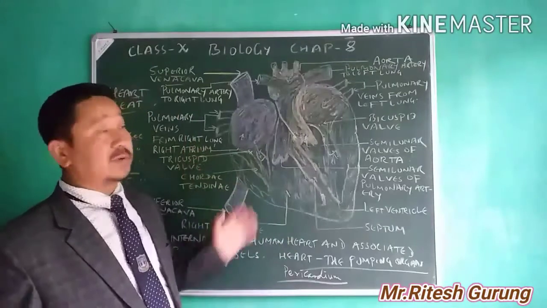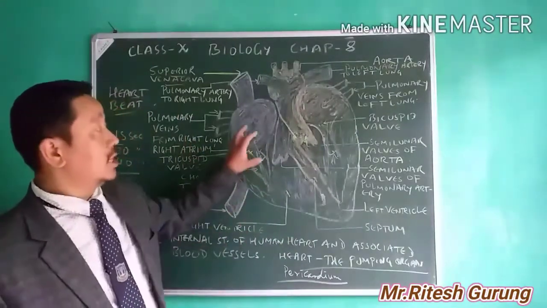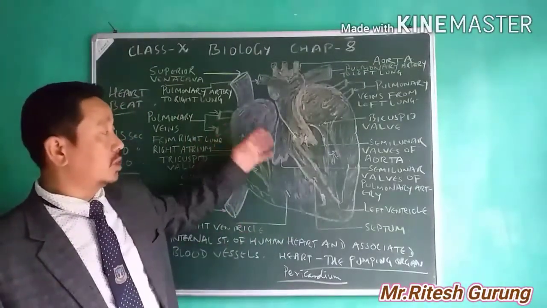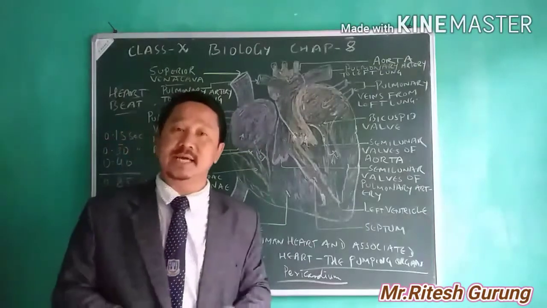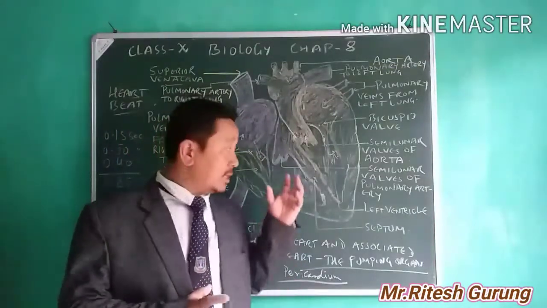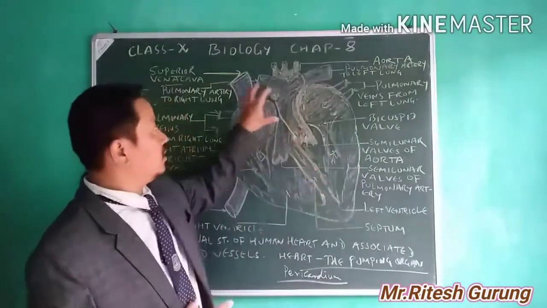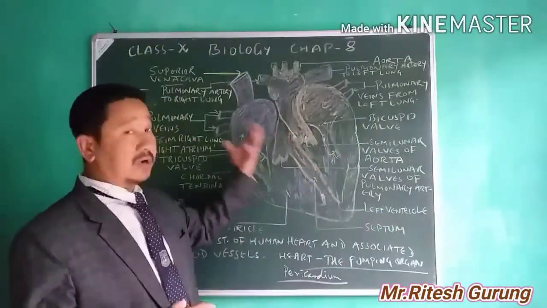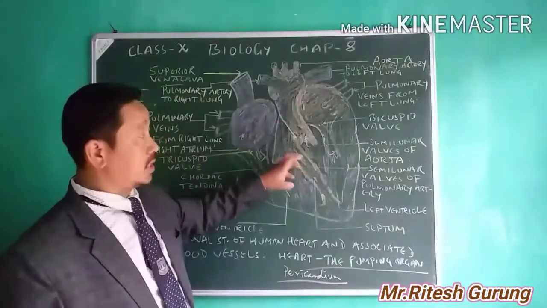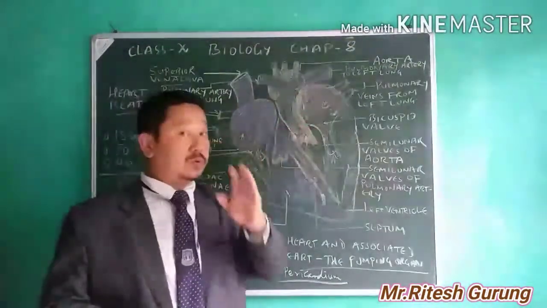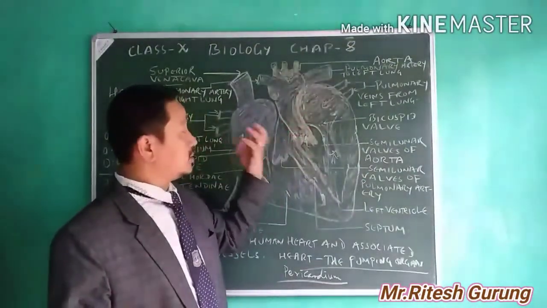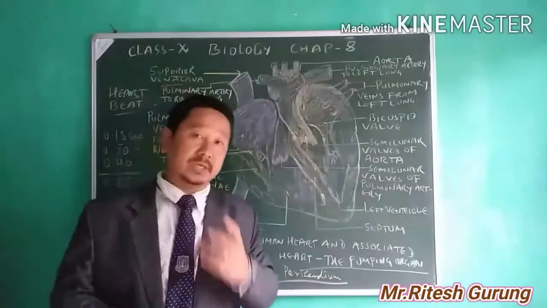So please refer to the book. Please go through the chapter, the portion that I have taught, and try to understand 100%. Try to learn with the help of the diagram which are the parts there and the function of the parts, where the blood flow passes, and from there where it goes. If you go through the chapter with the help of the diagram, then it will be easy for you.